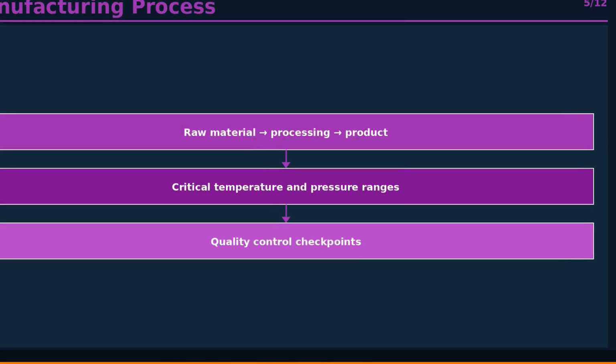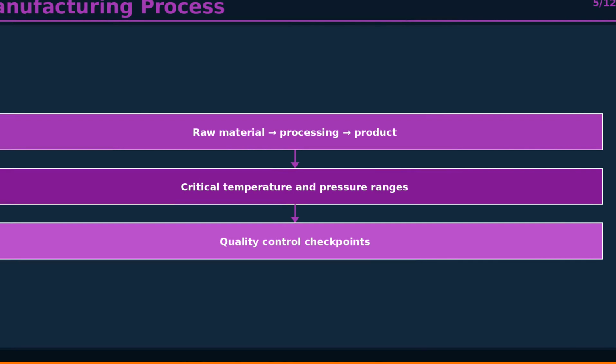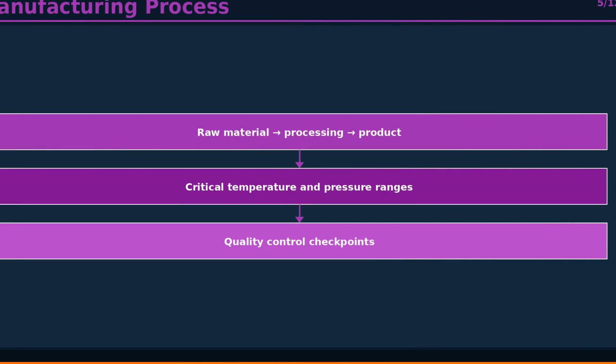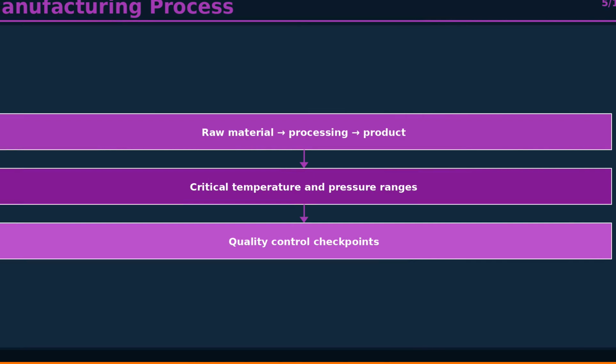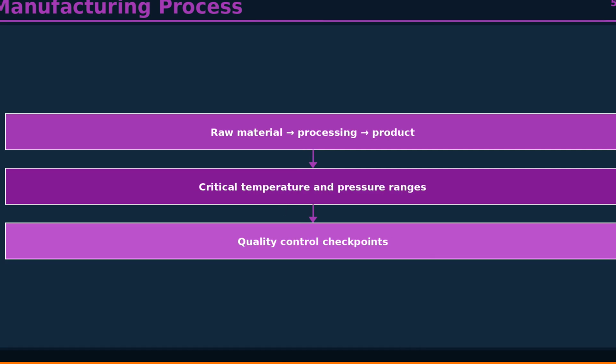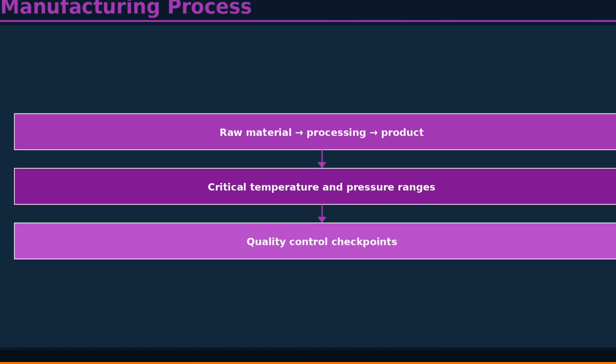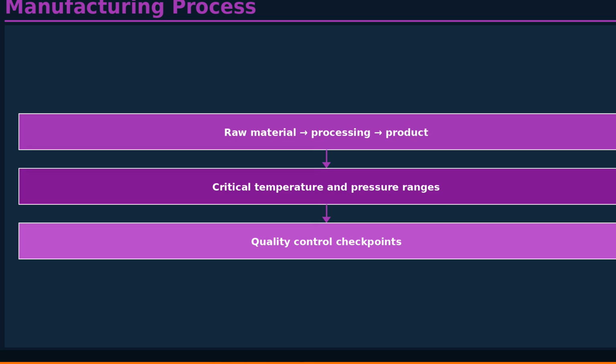The manufacturing process for injection molding machine components and functions begins with raw material preparation and conditioning. Precise control of temperature, pressure, and time at each step is critical for quality. Quality checkpoints at each stage prevent defects and ensure consistency.